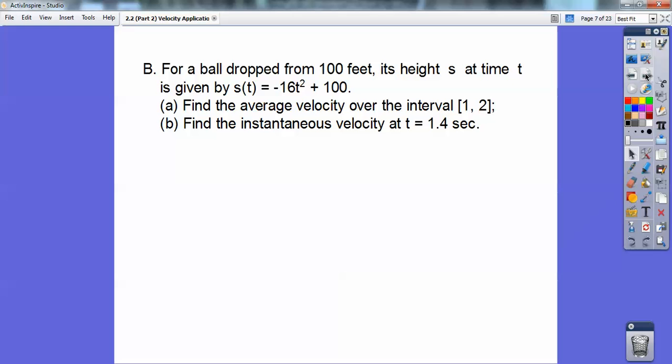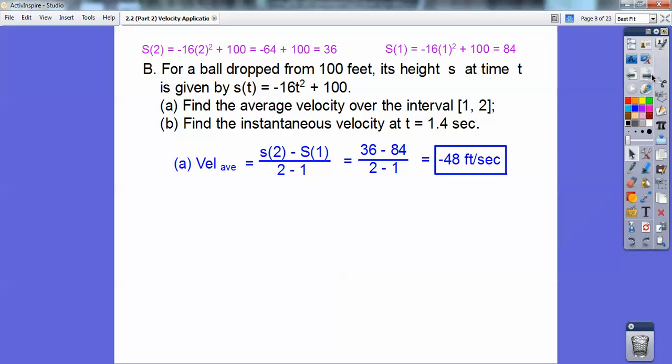For a ball that's dropped from 100 feet, its height s at time t is given by the position function s of t equals negative 16t squared plus 100. Find the average velocity over the interval 1 to 2, so these are in seconds, 1 second to 2 seconds, and find the instantaneous velocity at the time t equals 1.4 seconds.